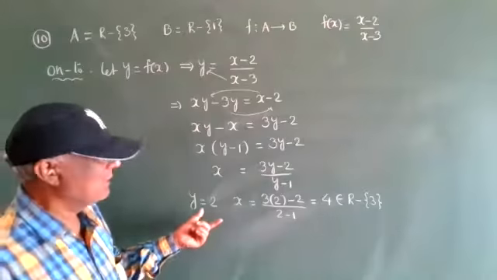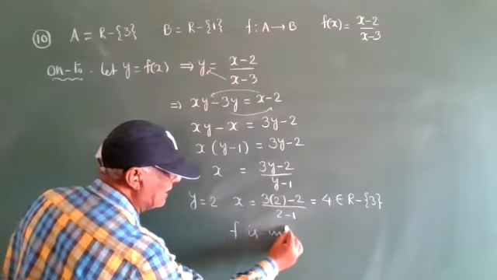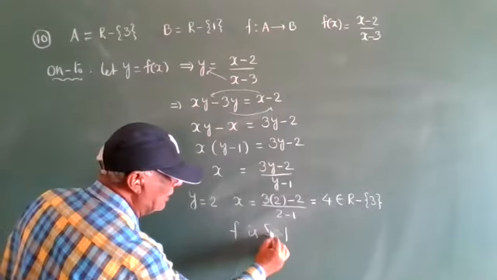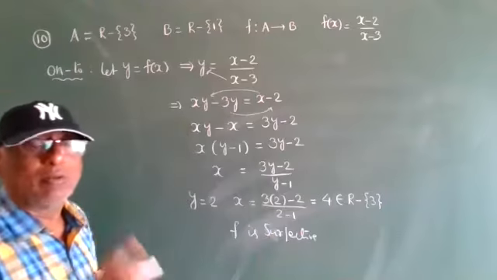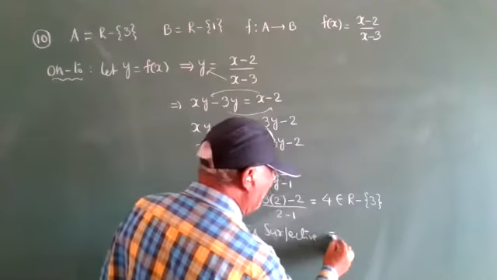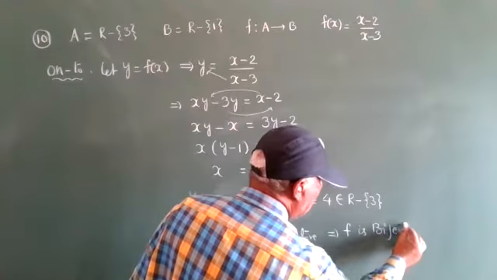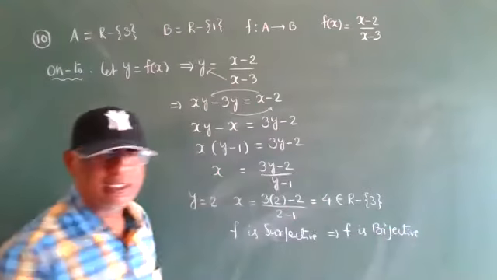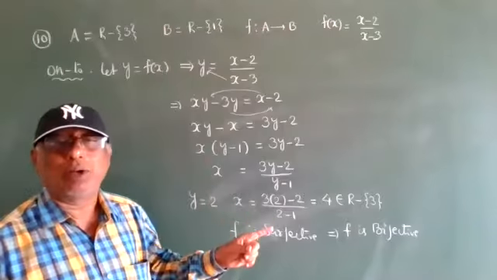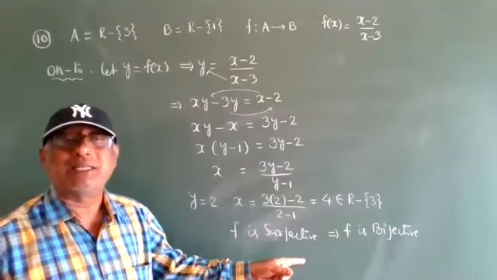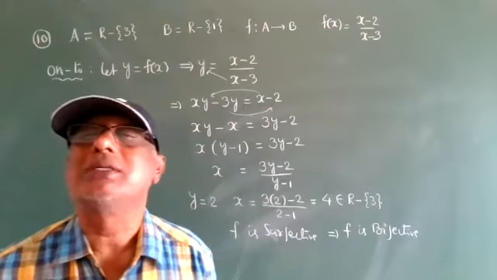Right. So therefore, F is injective. F is surjective. Therefore, F is both one-one and onto. Therefore, F is bijective. So the answer is S. Is it true? Justify your answer. Our answer is F is both one-one and onto. Therefore, F is bijective. Okay? F is bijective. Sir, how is it onto?